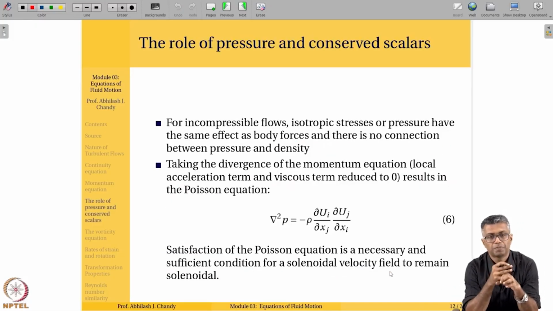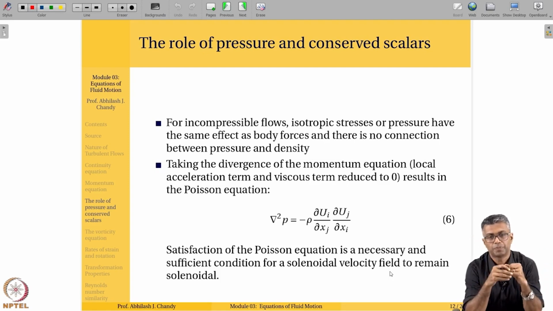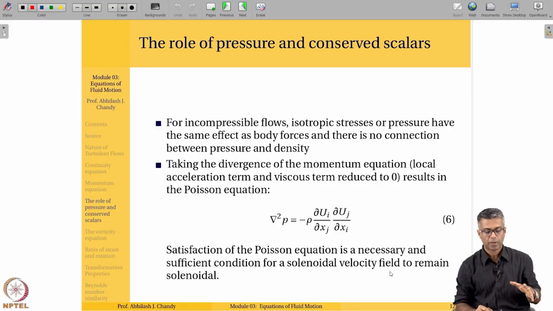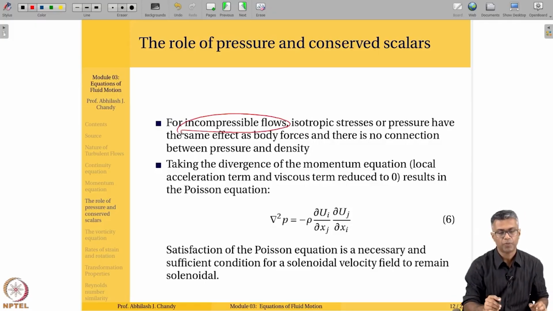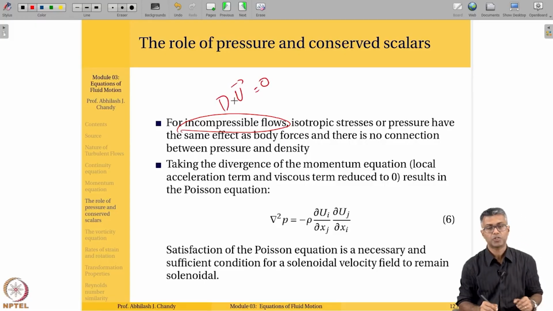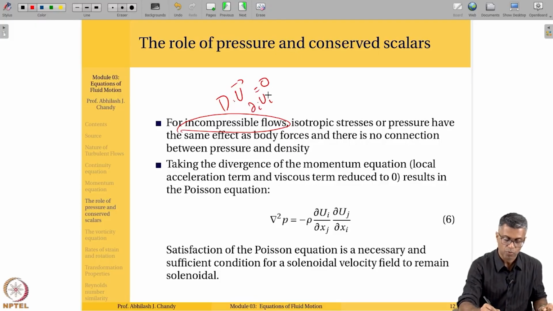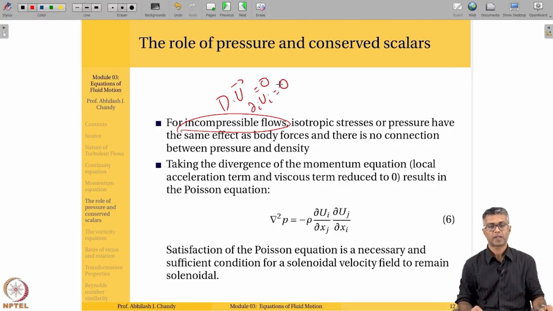So if I move on, I now have the continuity equation and the momentum equation. Now let me look at the role of pressure and also conserved scalars later, but let me start by looking at the pressure a little bit closely. So I have the incompressible assumption, and we are dealing with incompressible flows in this class mostly. So here del dot u is equal to 0. u is a vector. Divergence of velocity is equal to 0. In index notation, that is del i ui is equal to 0, isn't it?